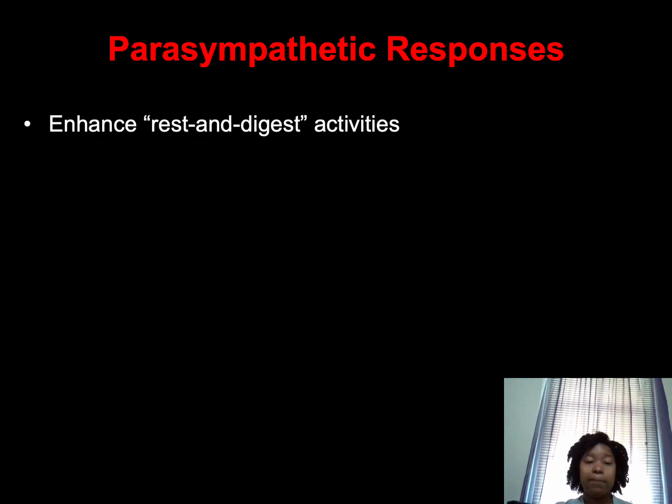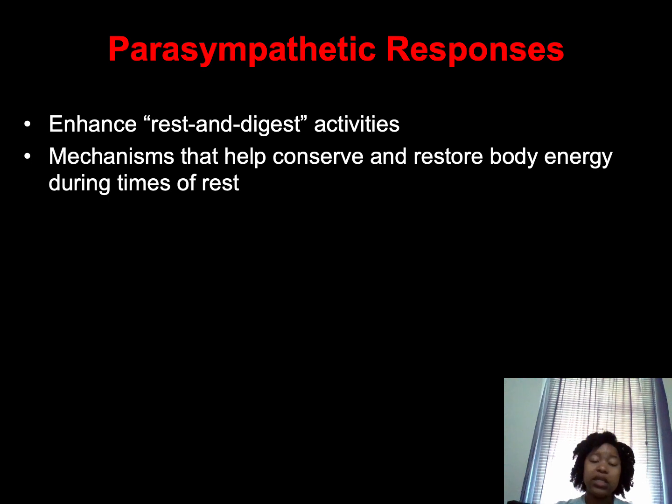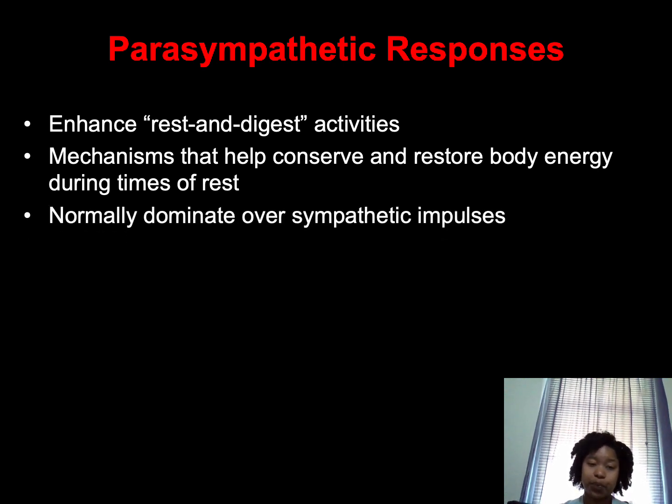Now, as far as parasympathetic responses go, this enhances rest and digest activities. Remember, we said sympathetic is fight or flight, parasympathetic is rest and digest. These mechanisms help the body conserve and restore energy during times of rest. So that way you're not just burning it. This will help you come down and relax, as well as store things away to be utilized for later. So this normally dominates over sympathetic impulses. You're not always going to be in that emergency situation, right?